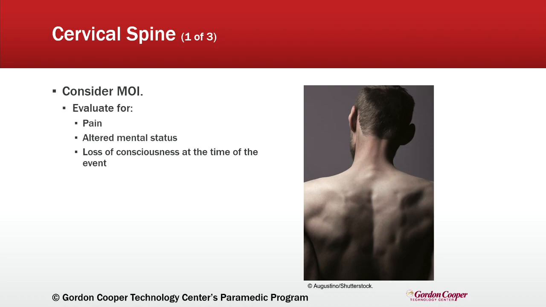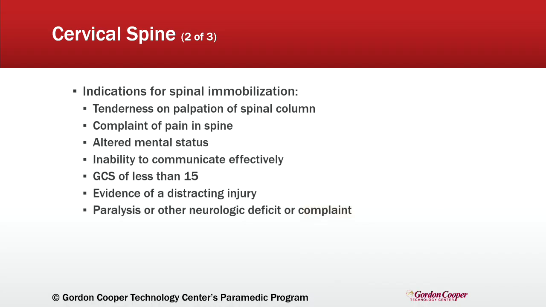When assessing the cervical spine, you must consider the mechanism of injury. Evaluate the patient's pain and altered mental status and any loss of consciousness that occurred at the time of the event. Indications for spinal immobilization are going to include things like tenderness upon palpation of the spinal column or a patient's complaint of spinal pain. You should also consider spinal immobilization if the patient has an altered mental status, is unable to communicate effectively, has a Glasgow Coma Score of less than 15, or has evidence of a distracting type of injury. Paralysis or other neurological defects or complaints are also indications for spinal immobilization.